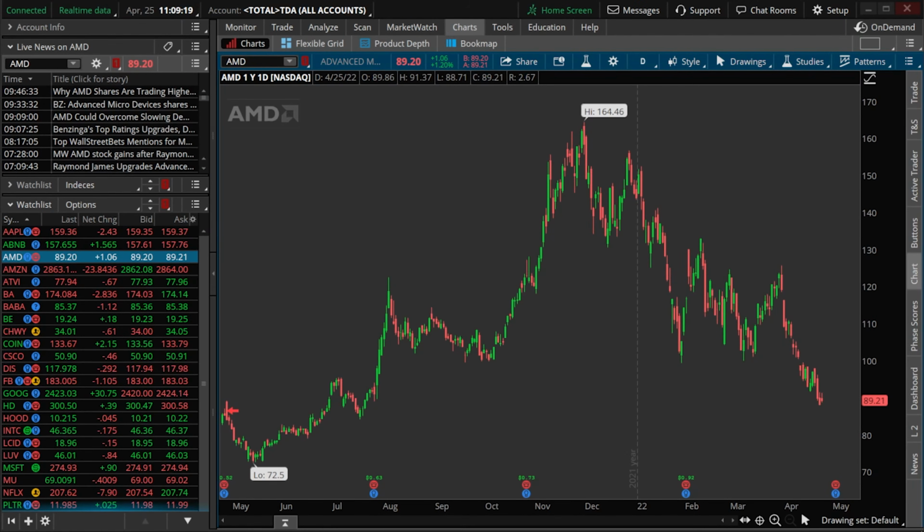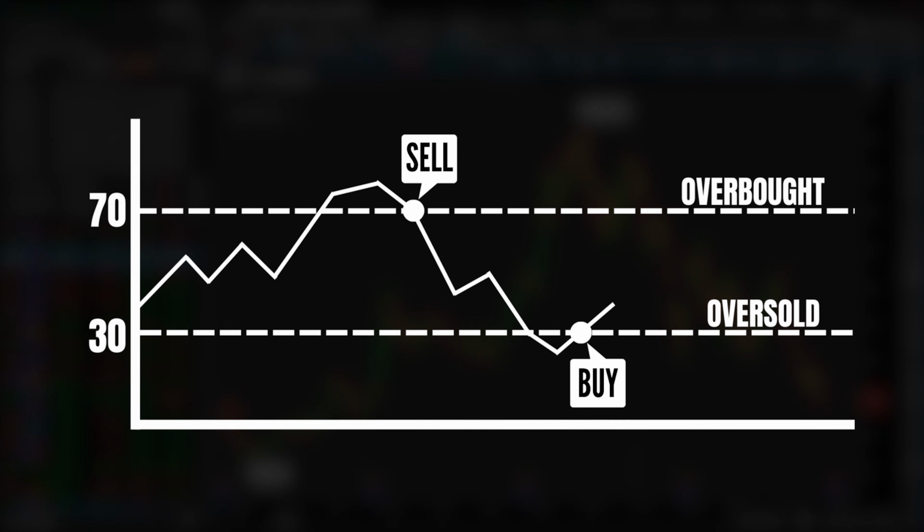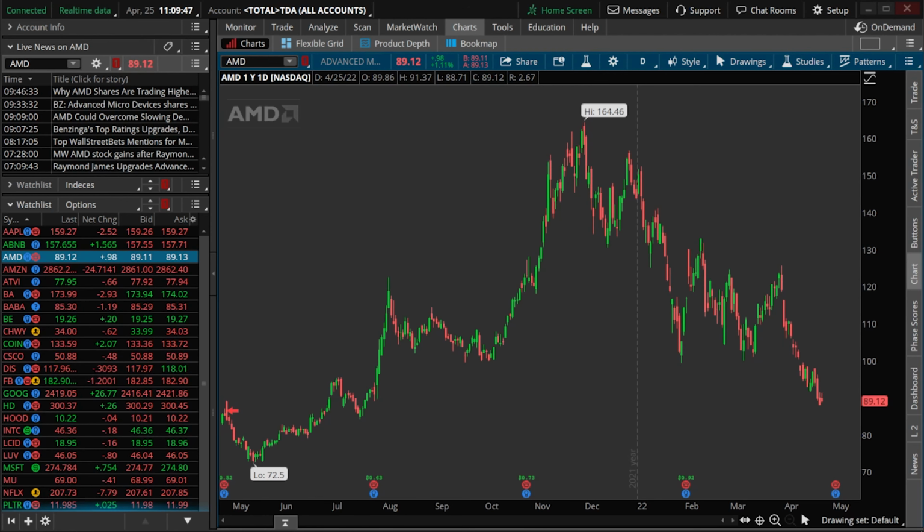Now, traditionally, anytime that RSI value is greater than 70, the stock is said to be overbought, whereas anytime the value is below 30, the stock is said to be oversold. Now, luckily for us, none of us actually have to remember any of that formula. Every platform out there will do the calculation and plot it on the chart for us automatically.